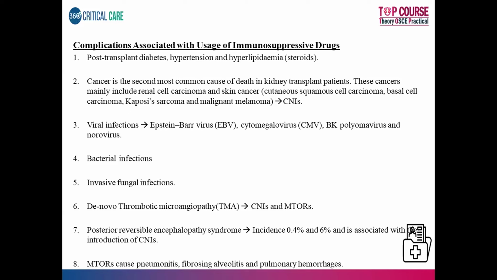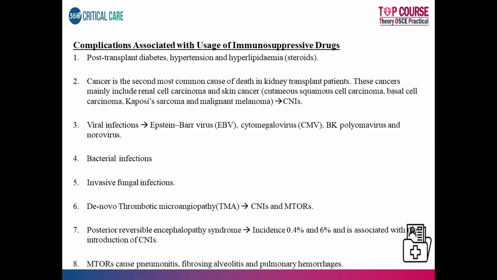Coming to the viral infections, EBV, CMV, BK polyoma virus and norovirus are the most common viral infections in immunosuppressive drug patients. You have other infections like bacterial infections, invasive fungal infections. And there could be chances of thrombotic microangiopathy, TMA, in patients on long-term calcineurin inhibitors and the rapamycin inhibitors. And PRES is more commonly seen with patients on calcineurin inhibitors, especially when you start maintenance therapy, I mean, immediately.